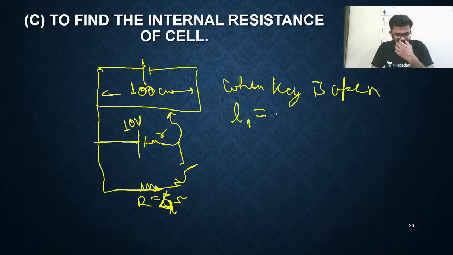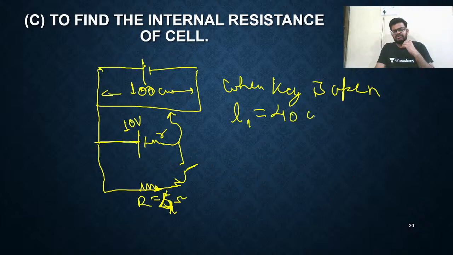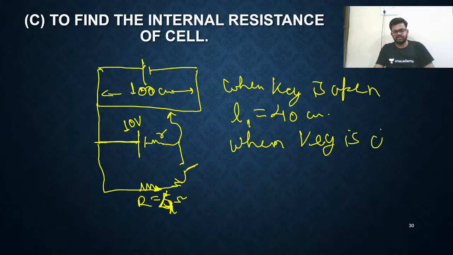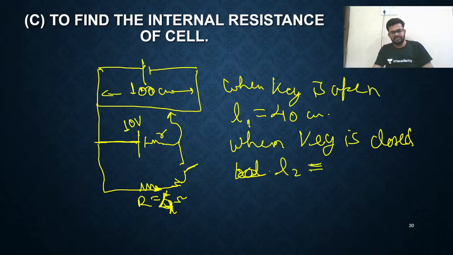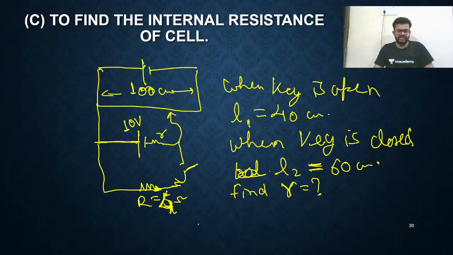When the key is open, the balancing length L1 was 40 centimeter. When the key is closed, then balancing length L2 becomes 60 centimeter. Then find the value of internal resistance. Find the value of internal resistance. Come on, find it. So how to do this?